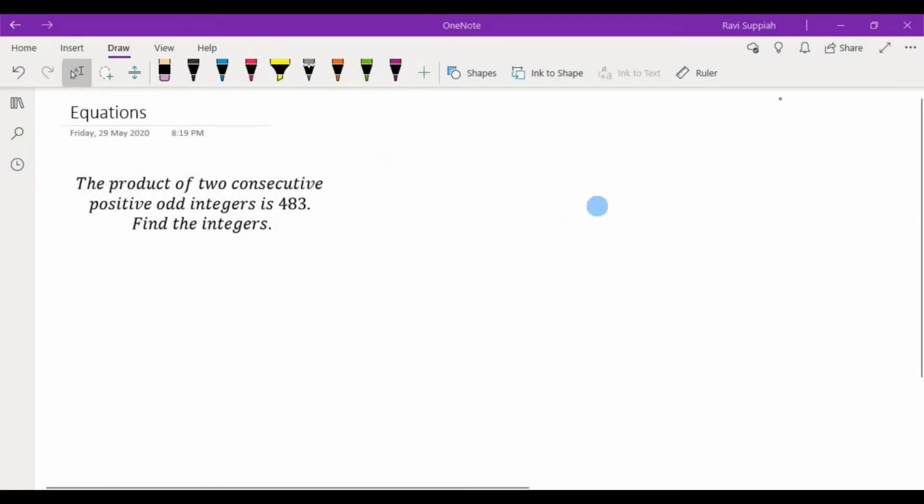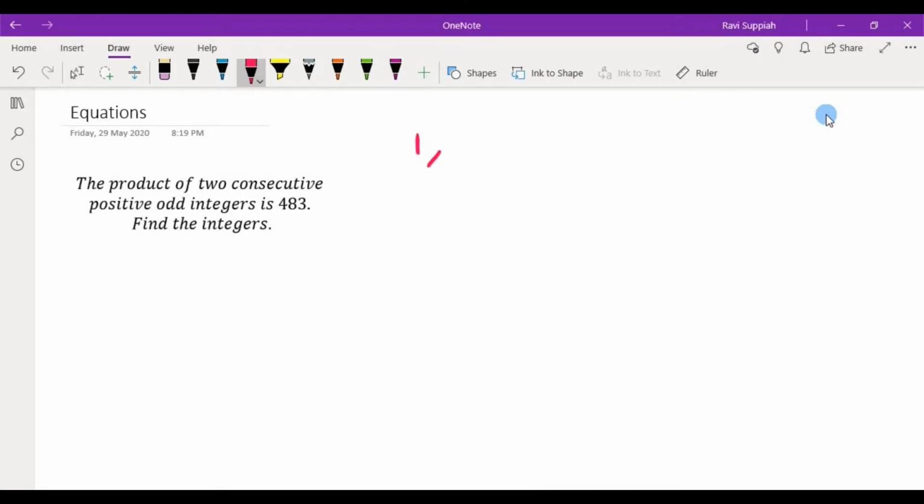Let's look at this question on quadratic equations. We are given that the product of two consecutive positive odd integers is 483. Find the integers.